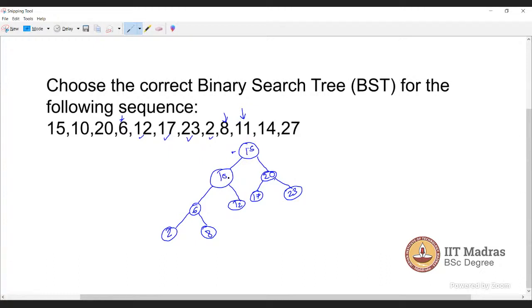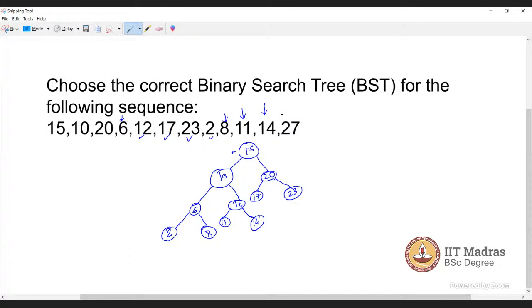11 is greater than 10, so right side of 10, and then we have to compare it with this 12. It is less than 12, so it will go on the left side of 12. Same for 14 also. It is less than 15, but greater than 10, so it will go on the right side. It is greater than 12 also. So here it is 14.